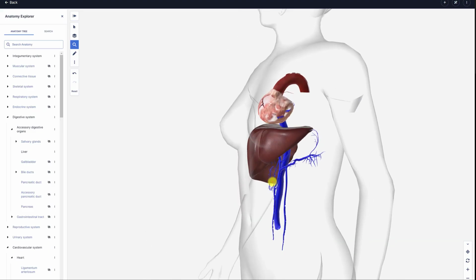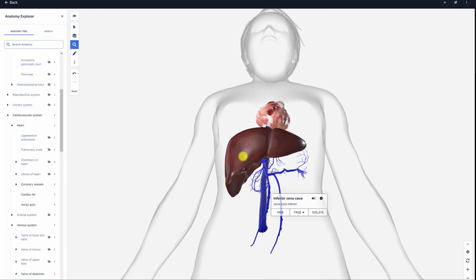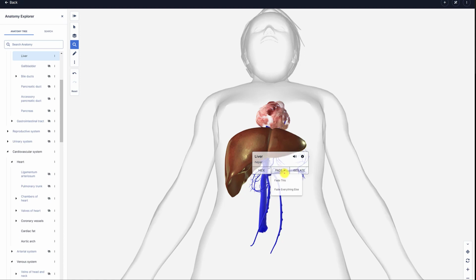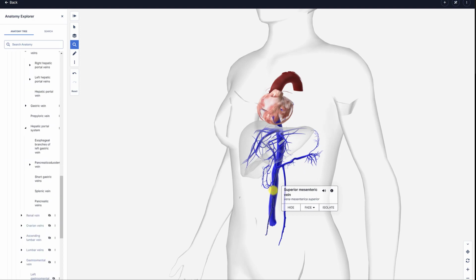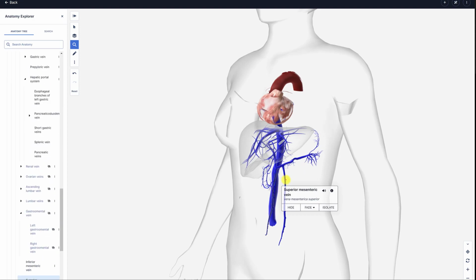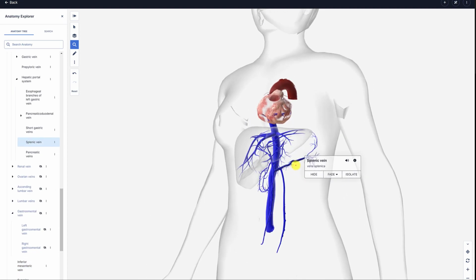So see here, for example, this is the liver. Of course, this is the heart. This is the inferior vena cava. I will just hide the liver, or maybe fade it. Okay, so this is the liver. Now here, this is the superior mesenteric vein. This is the inferior mesenteric vein. Here is the splenic vein. The gastric vein should be around here.